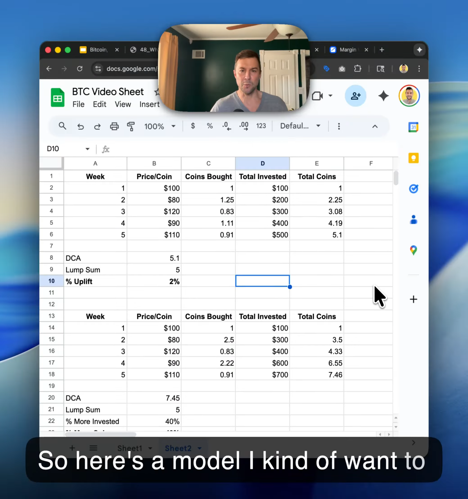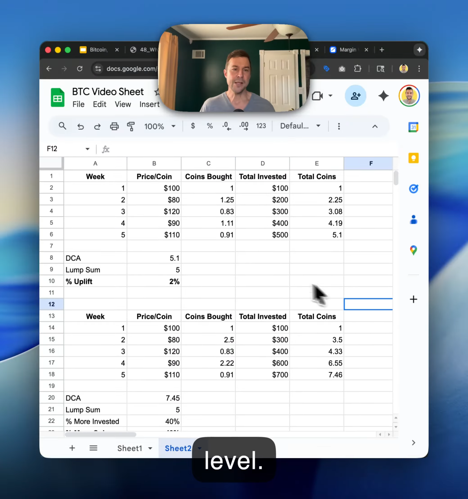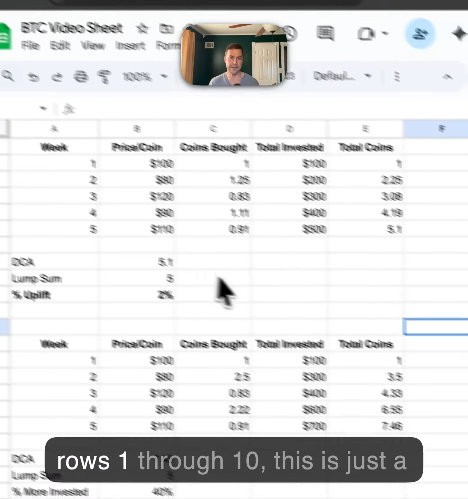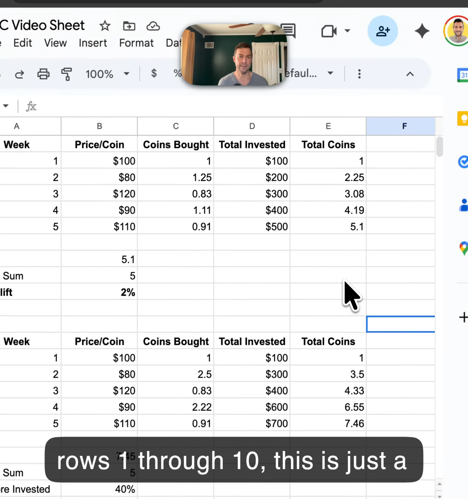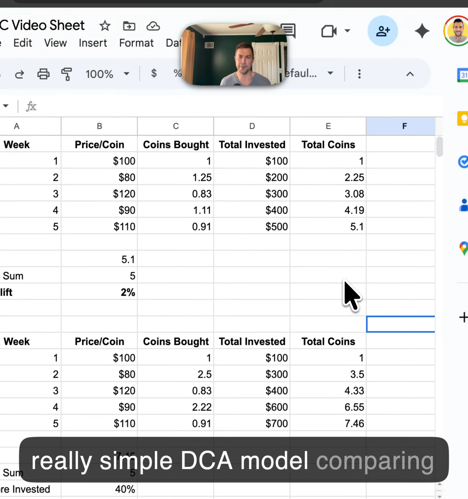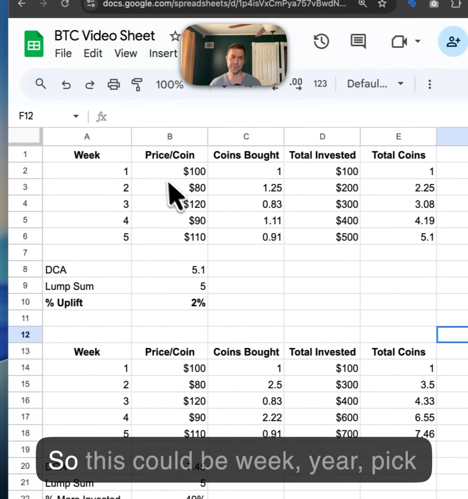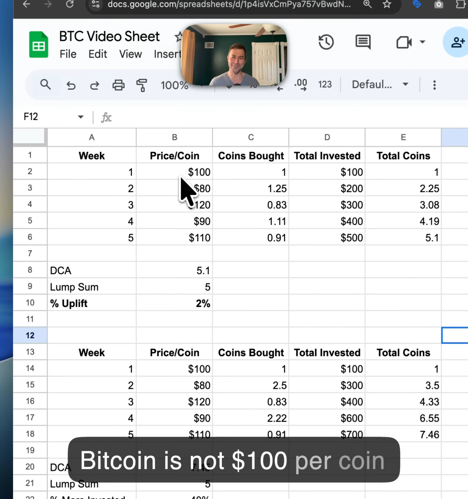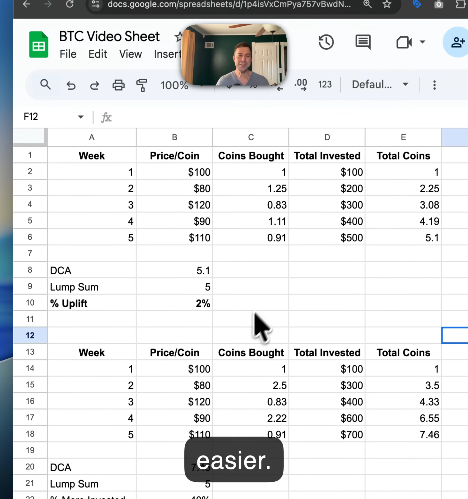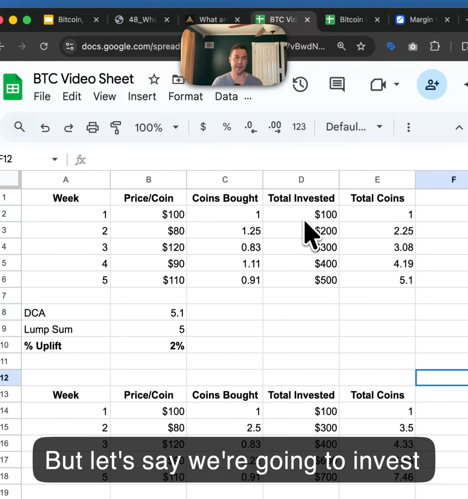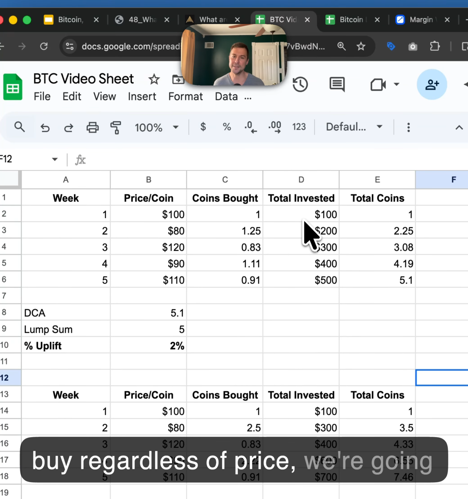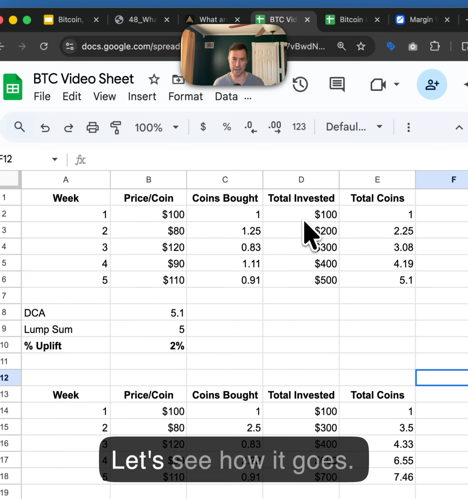So here's a model I want to walk you through just at a high level. The top numbers here, rows 1 through 10, this is just a really simple DCA model, comparing it to lump sum. This could be week, year, pick your period, and I'm just using $100 per coin. Bitcoin is not $100 per coin anymore, but it makes the math easier. But let's say we're going to invest $100 every week. Every Monday, we're going to buy regardless of price. We're going to do it for 5 weeks. Let's see how it goes.